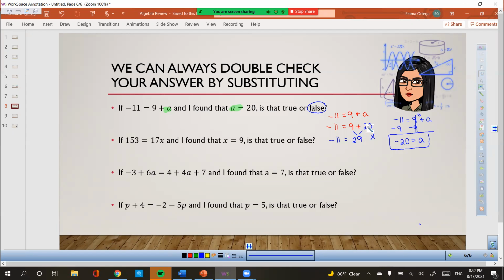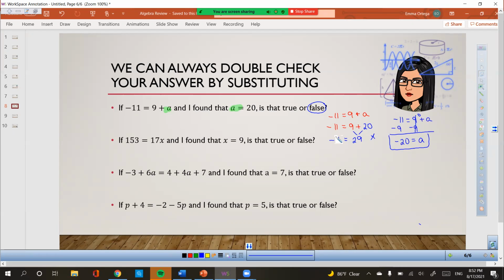So you see, if you have your answer incorrect, you will not be getting the same answer on both sides of the equation. That means it will be imbalanced. Your balance will not be straight. It will be all crooked. So you see how we can always double check our answers by substituting it back into our equation.